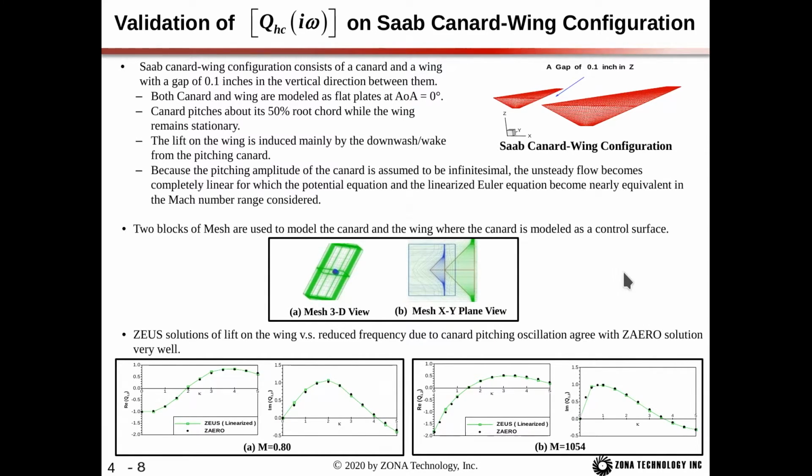Now the ZEUS solutions of lift on the wing versus reduced frequency due to canard pitching oscillation agree with the ZEUS solution very well. The ZEUS solution is shown by the green boxes and the green line, and the ZEUS solution is shown by the black circles. And you can see here for Mach 0.8, our real and imaginary agree very well. And then we've also done Mach 1.054. It's not 1054. And that also agrees very well.